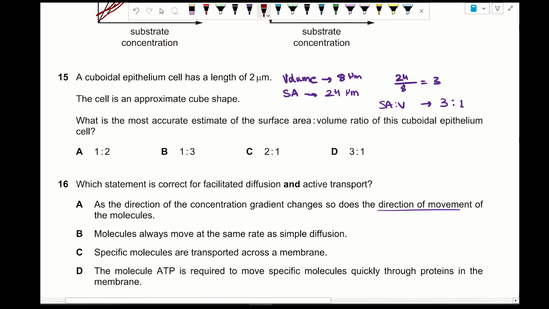Question number 15. A cuboidal epithelium cell has a length of 2 micrometers. The cell is an approximate cube shape. What is the most accurate estimate of the surface area to volume ratio of this cuboidal epithelium cell? Now, calculate the volume of the cube, which is 8 micrometers cubed, and calculate the surface area, which is 24. The simplest ratio in this case would be 3 to 1. So, surface area to volume ratio, therefore, it's going to be 3 to 1, and the answer is going to be D.